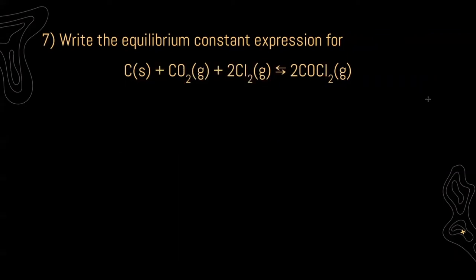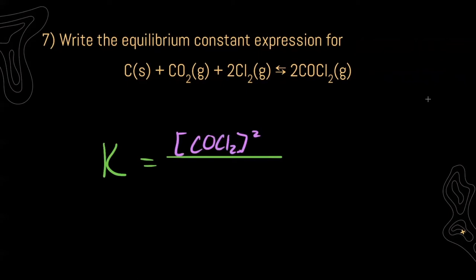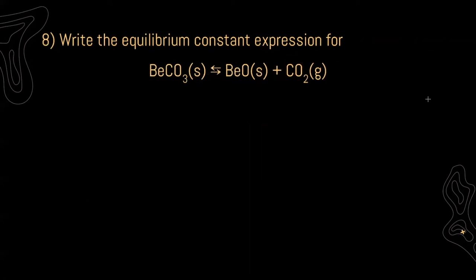I'm just going to continue practicing writing our ratios between our products and our reactants. Again, don't include solids since their concentrations won't change. And also don't forget to include your coefficients as their powers. We're going to continue with the same idea. Constant expression is just the ratio between our products and our reactants. And again, I'm not including my solid since its concentration will not change.